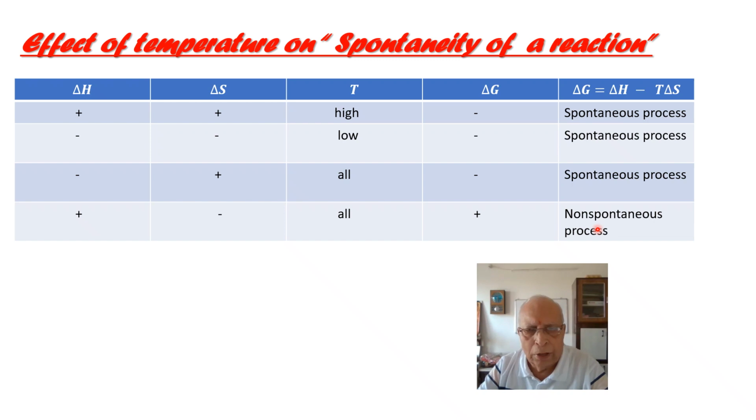Now, using this equation or expression, we can mathematically correlate and infer a spontaneous or a non-spontaneous process. Here is a table which indicates spontaneous and non-spontaneous processes under different conditions of delta H, delta S, and the absolute temperature in Kelvin.